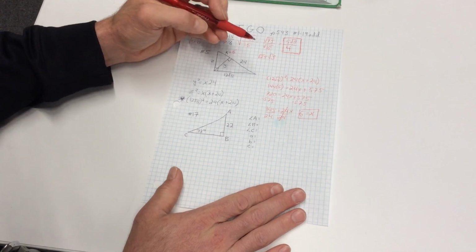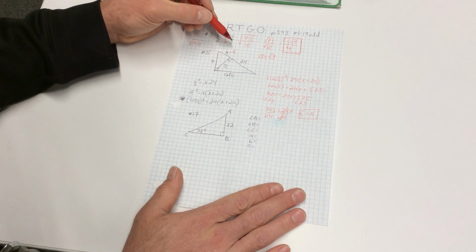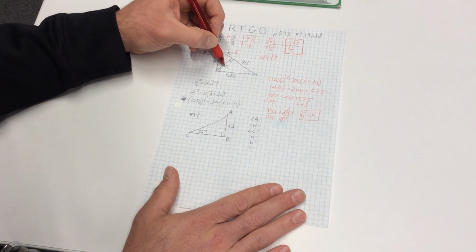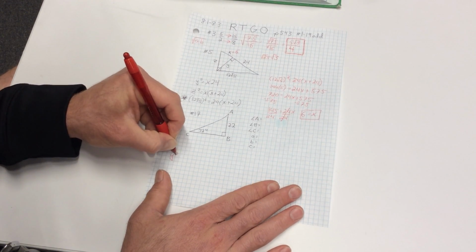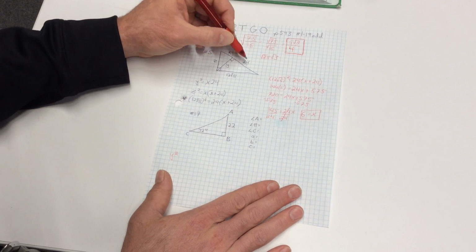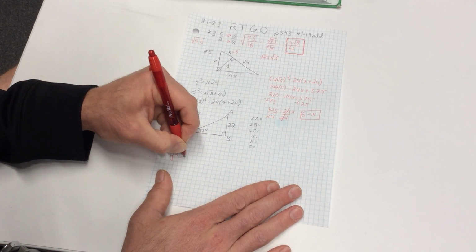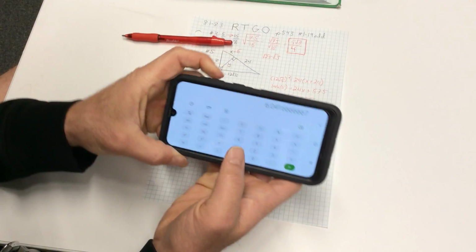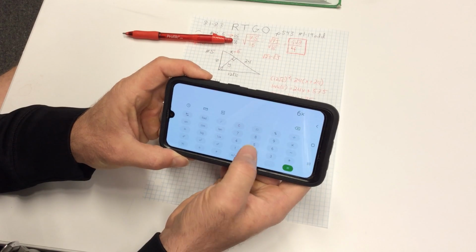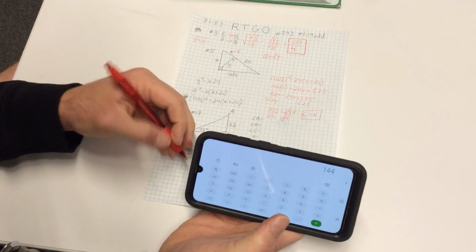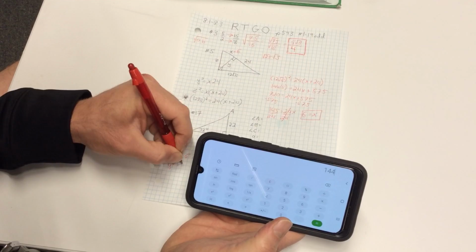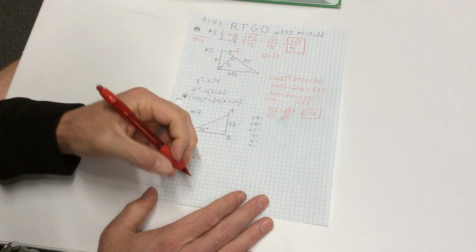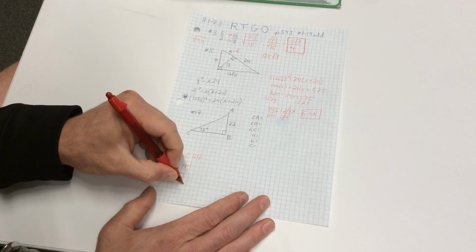Sorry, number 17. So if I know x, now I'm quite capable of finding z and y. Because y squared is simply this number times this number. So y squared is 6 times 24. So go ahead, clear it out. 6 times 24 is 144. So y squared equals 144. That means y is the square root of 144, which is just 12.